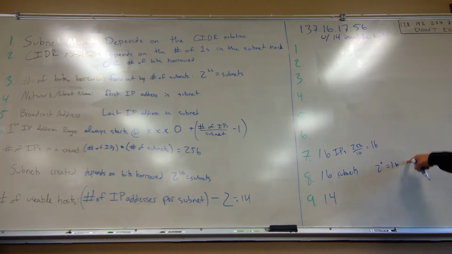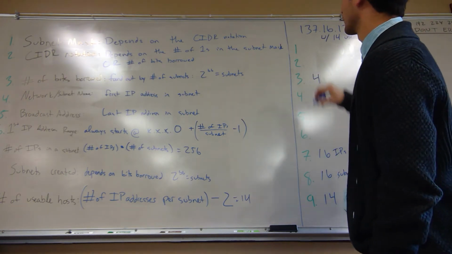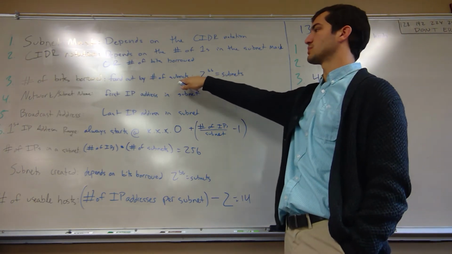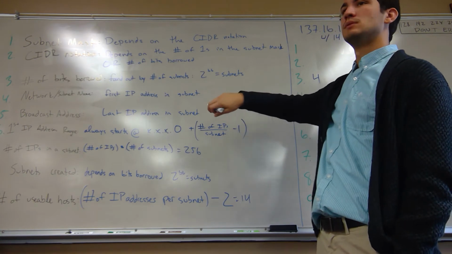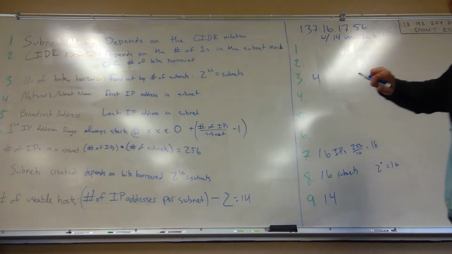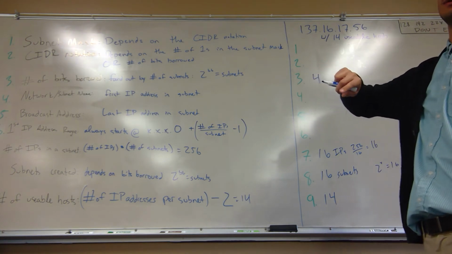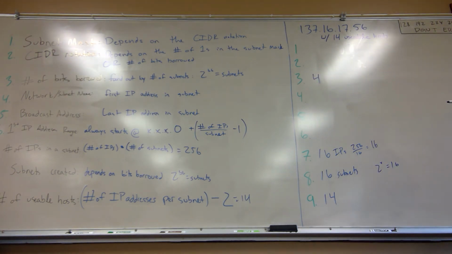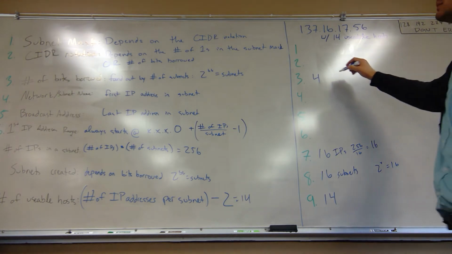So how many bits are borrowed? 4. Right. So now we know how many bits are borrowed. So you know CIDR notation. How do we know CIDR notation? 24 plus 4.